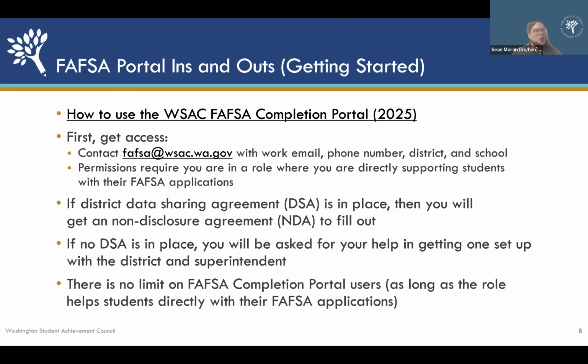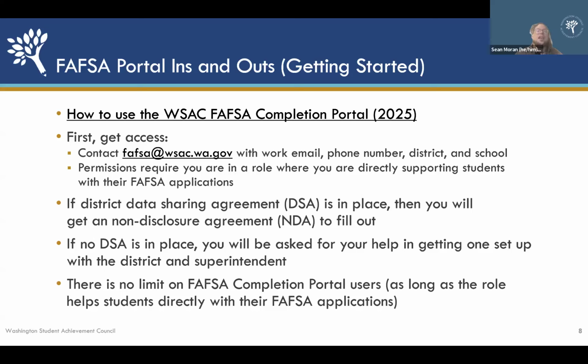Okay, so the FAFSA portal ins and outs. When I talk about this, I will be referencing the video quite a bit. I won't be going over everything, but I have included the video link in the webinar links sheet. And I just want to make it clear that one of the biggest things we are going to be talking about is how we apply this information, how we dig deeper into it. But if there are other questions, you can always contact FAFSA at wasac.wa.gov.